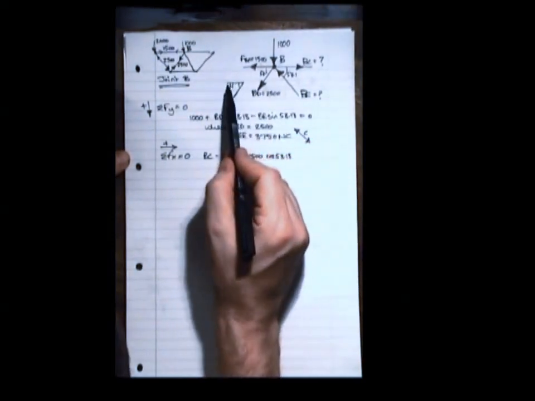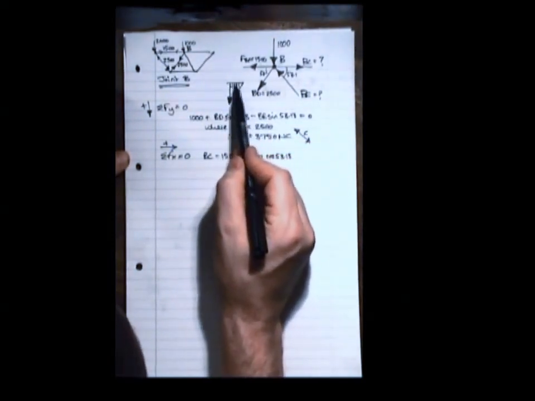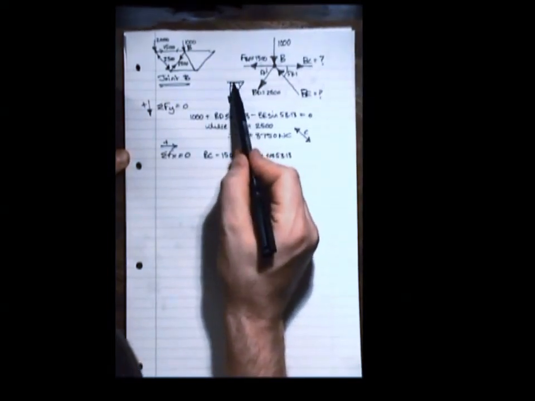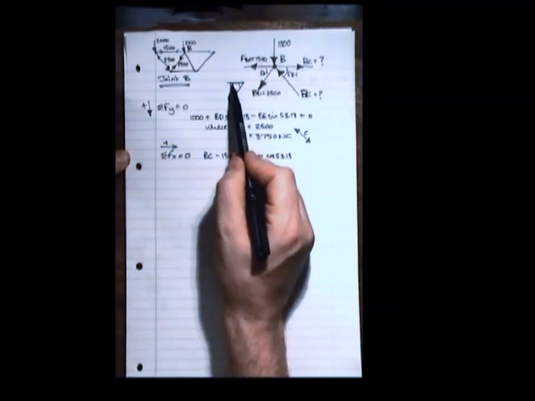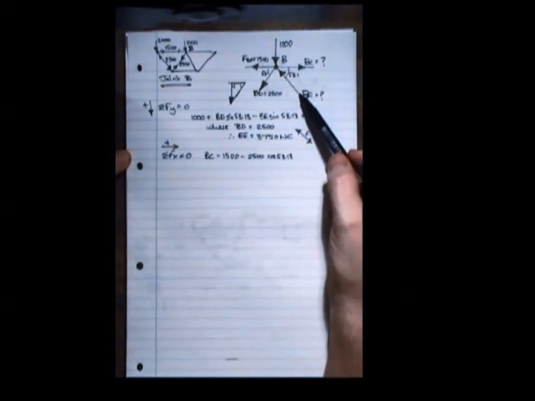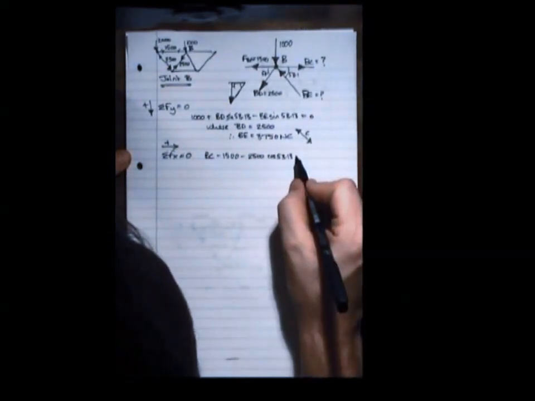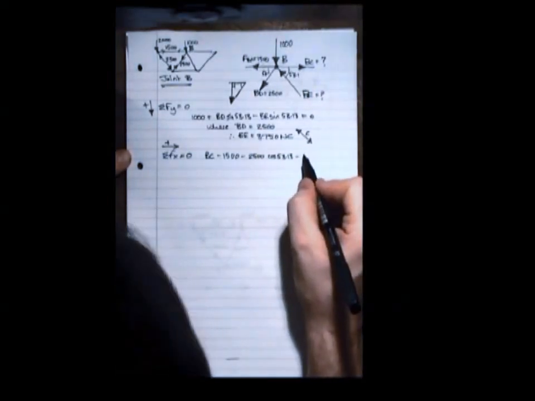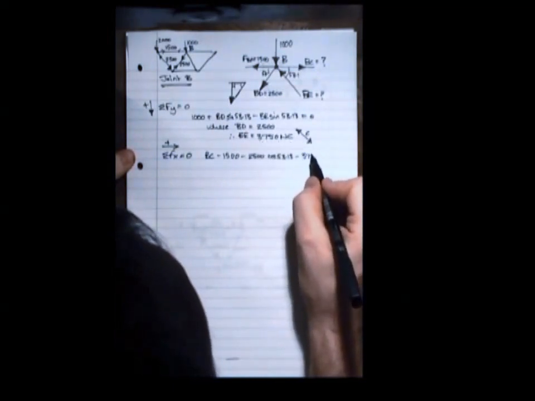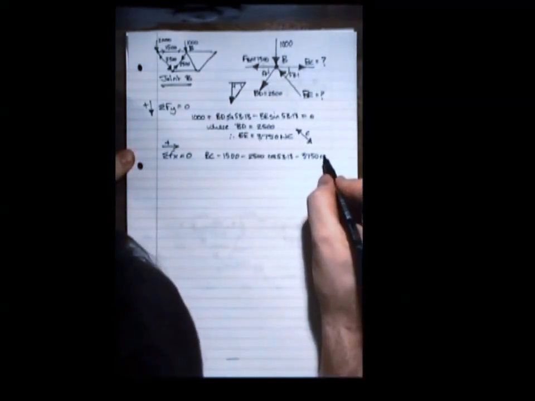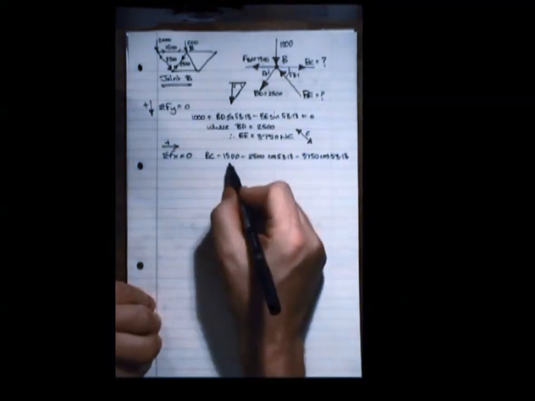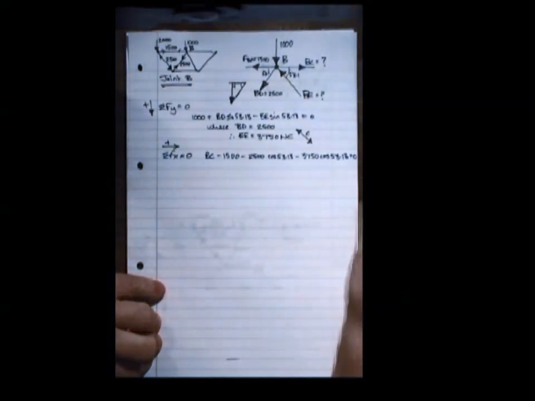So the 2,500, how much of that is acting horizontally? So you've got 53 here, it's cosine the angle. So imagine 2,500 is the hypotenuse, so it's adjacent. And you also have this BE heading to the left. BE, we've just worked out, is 3,750 cosine 53.13. All of that equals zero.